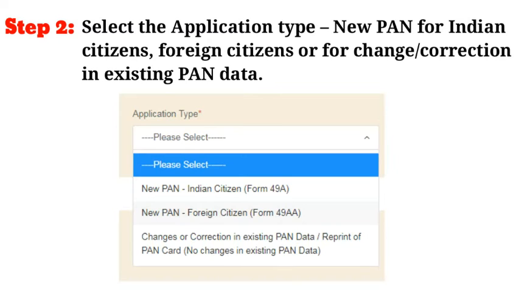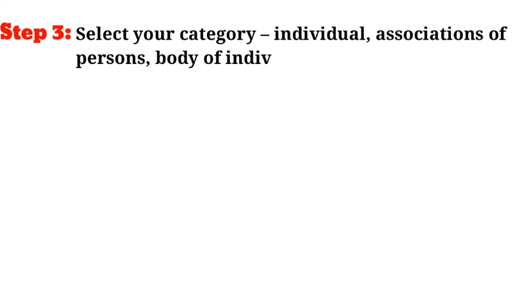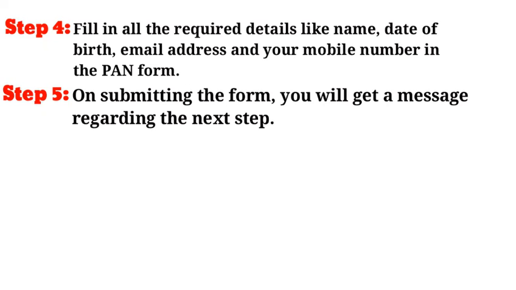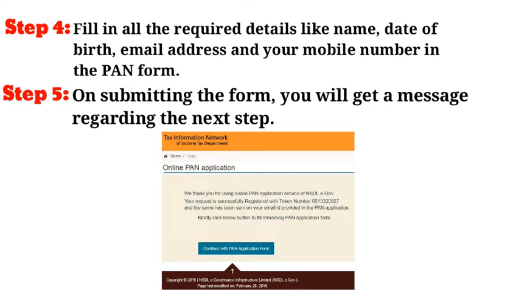Step 2. Select the application type: new PAN for Indian citizens, foreign citizens, or change or correction in existing PAN data. Step 3. Select your category: individual, association of persons, body of individuals, etc. Step 4. Fill in all the required details like name, date of birth, email address and your mobile number in the PAN form.